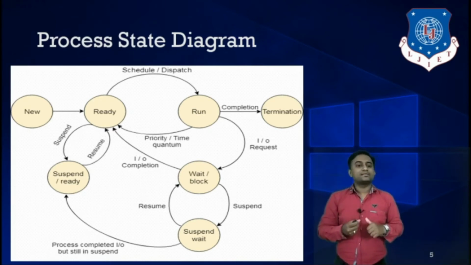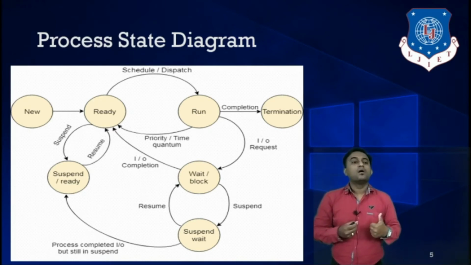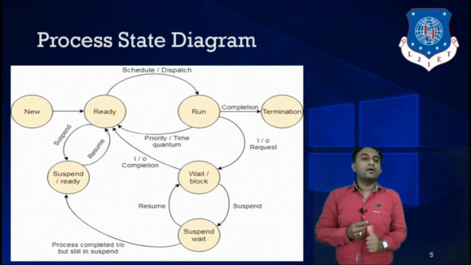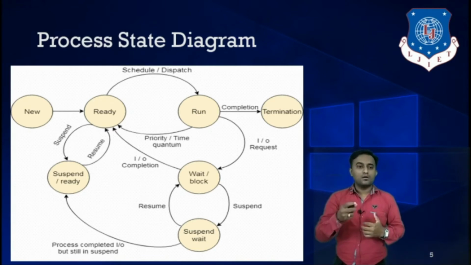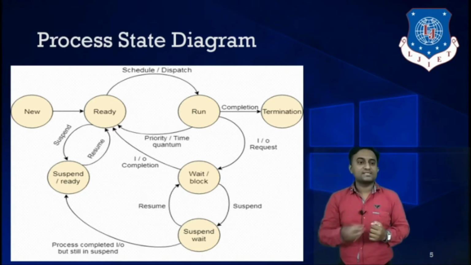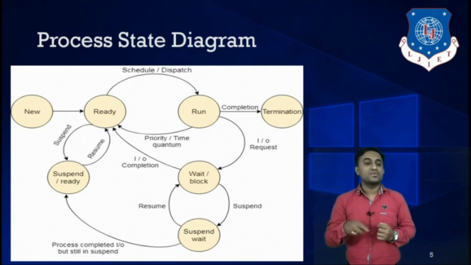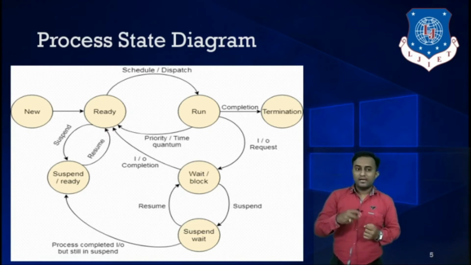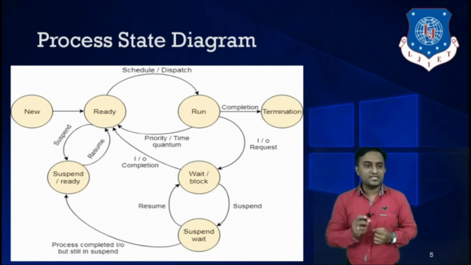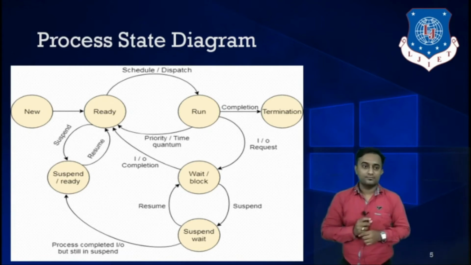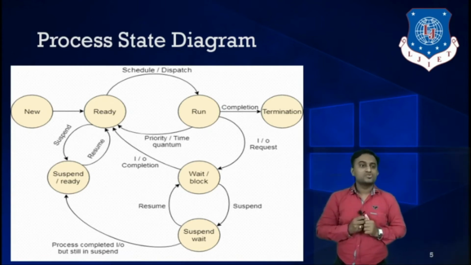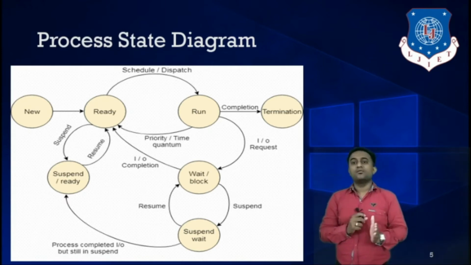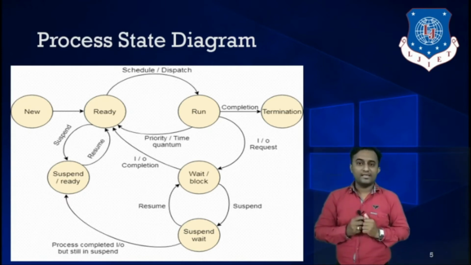Okay, in that case that process needs to give the CPU at the earliest. So what will happen? Because the ongoing process is there in the running state, which means the CPU is busy handling the existing process for its execution. So now what will happen if any high priority process comes? That process needs to get the CPU at the earliest.